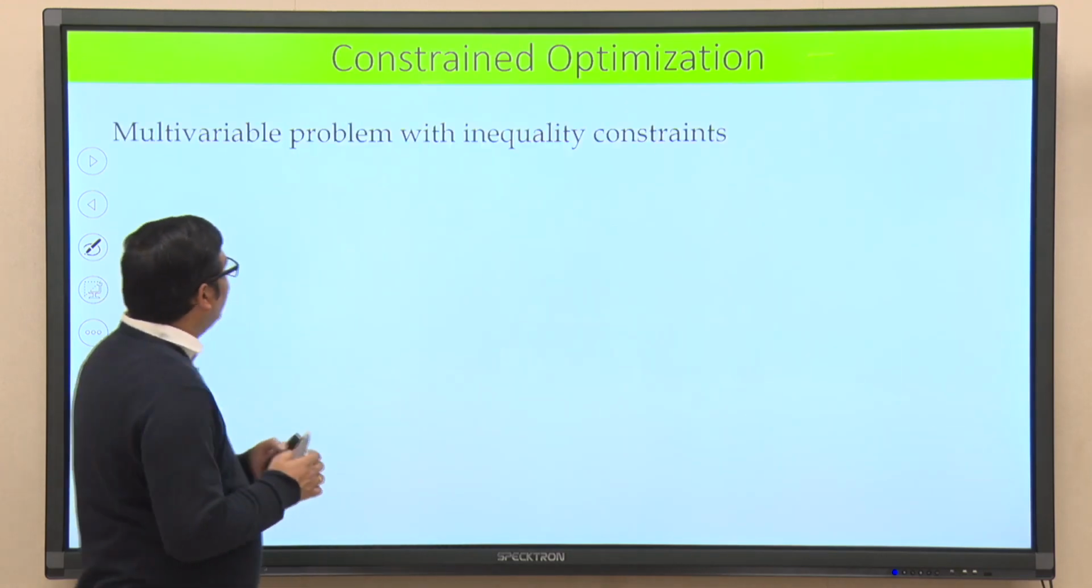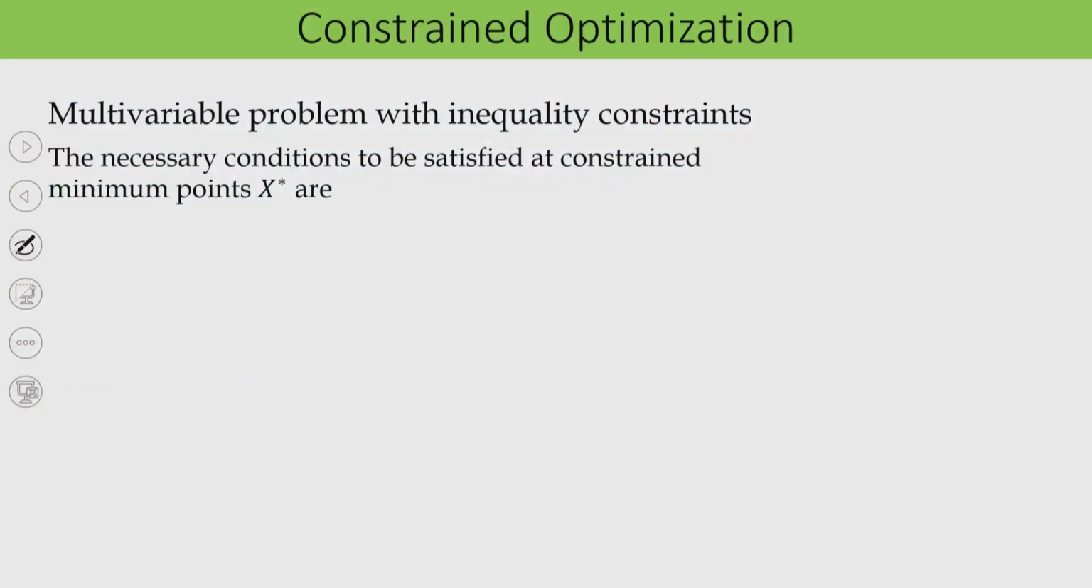So, I can write the necessary condition like this. The necessary condition to be satisfied at the constrained minimization point x star is this one: del f by del x i plus, for the active constraints, sum of lambda j del g j by del x i equal to 0, and then lambda j should be greater than 0. So, for the active constraint, we get another condition, that lambda j should be greater than 0.